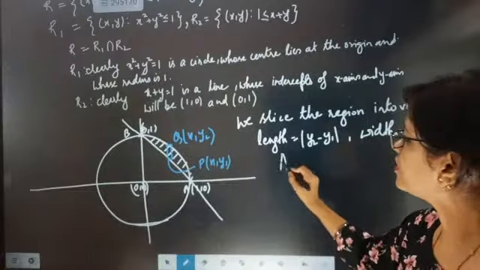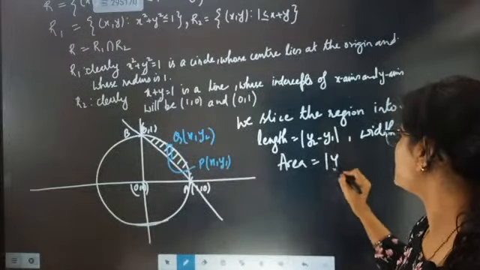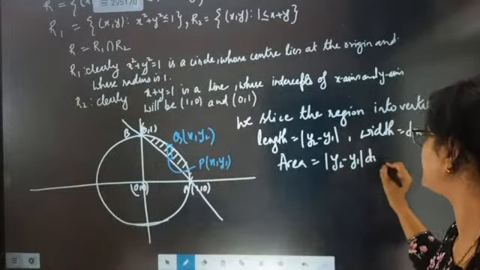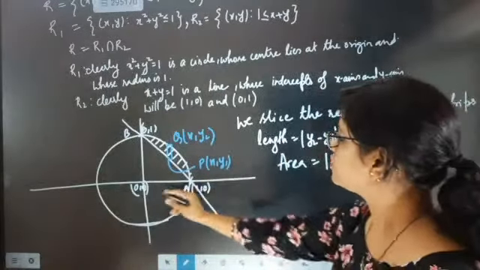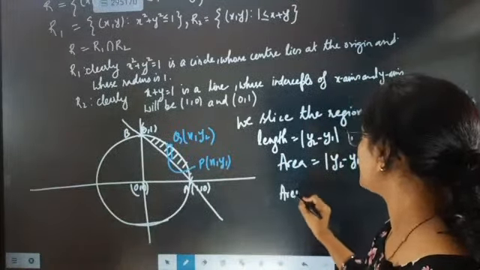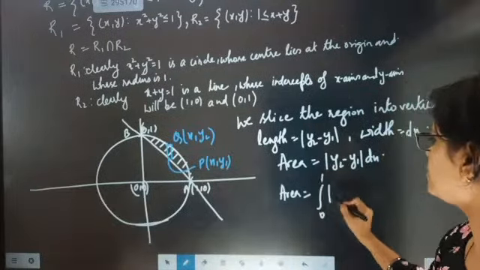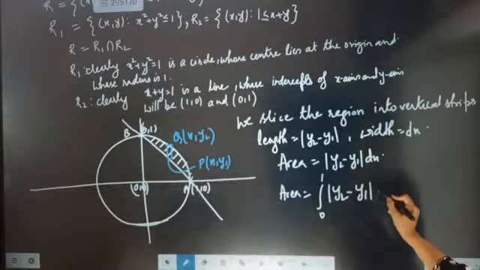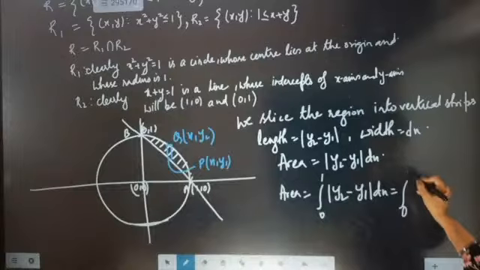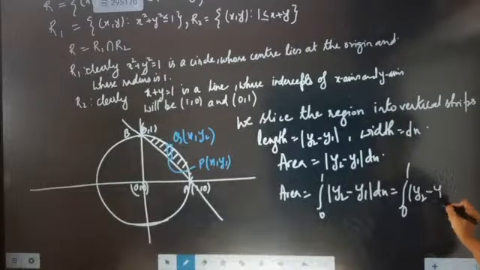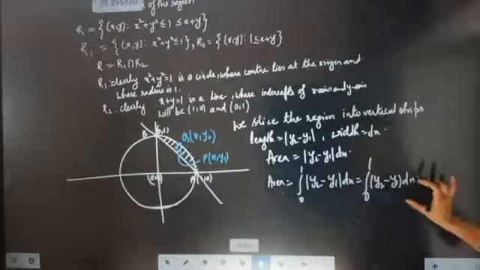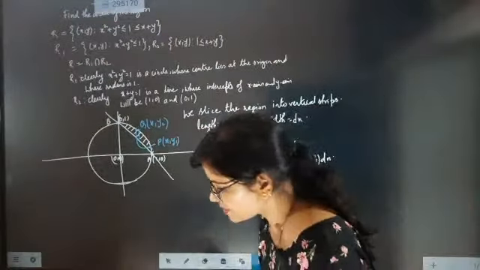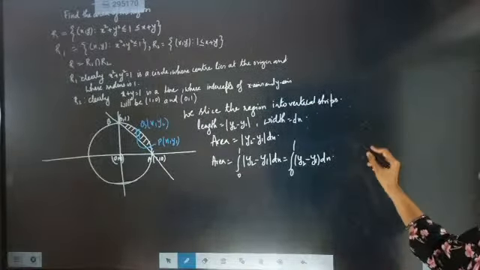So area will be what? Area of the region will be (y2 minus y1) dx. Fine. And since the limit will be growing from 0 to 1, the area will be the integral from 0 to 1 of (y2 minus y1) dx. So now beta, (y2 minus y1) dx is coming.